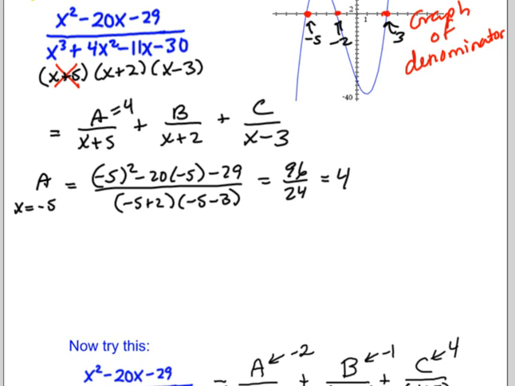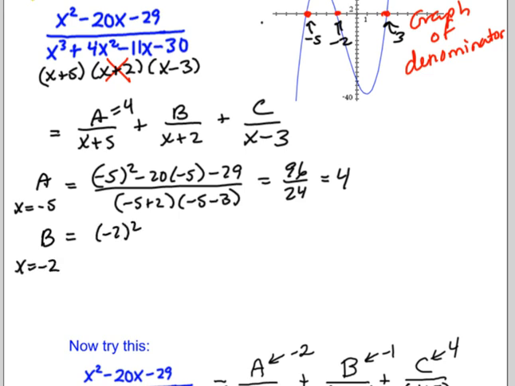Anytime if you want to pause and figure out the rest of them, you can. You can actually see at the bottom, my answer is not quite covered up down here, but I'll go through and set up the next two. For B now, I cover up the x plus 2, and it really is good to actually literally cover it up with your finger. It helps. And I'm substituting x equals negative 2 into everything else.